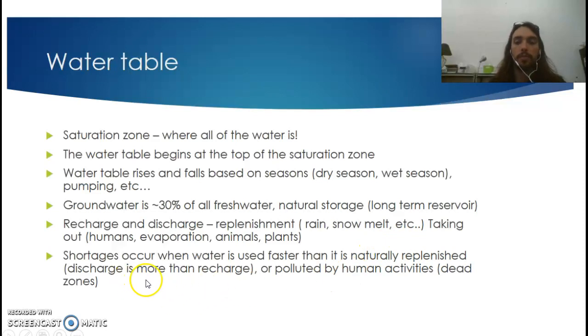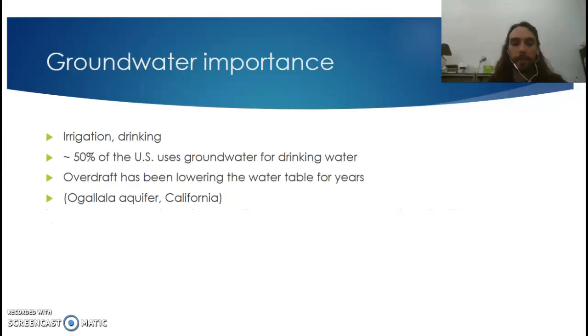So shortages are going to occur when water is used faster than it is naturally replenished. So if you discharge more from a system than you recharge from a system, which only happens naturally, we don't really ever recharge systems as humans, or if it's polluted by human activities, so you get dead zones, that's when you get shortages of fresh water. So pollution's really, really bad. Not only does it hurt our environment, but it hurts our available water supply. And then just taking too much water out is also really bad because it screws up the future for the rest of the people in that area.